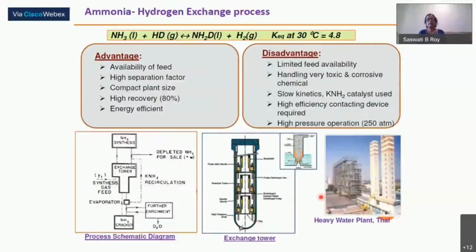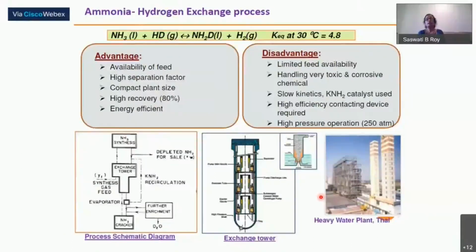High energy consumption will be there for most of the isotopic separation processes. This other process is the ammonia hydrogen exchange process. Here, when ammonia comes in contact with HD, passing through this countercurrent column, the D of hydrogen gets transferred to the ammonia, and the hydrogen gets depleted in deuterium.